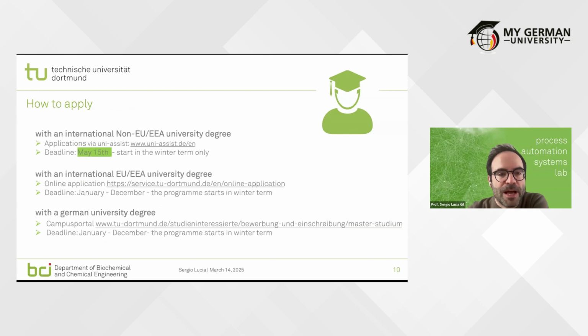Very good. So how to apply? And important, May 15th is the deadline. So you still have around 2 months to prepare everything. And yeah, we hope that you apply. We start in the winter. As I said, for most of you, I guess this will be the case. If you have a university degree from the European Union, then there is no deadline for it. Or if you have a university degree from a German university, you can also apply throughout the year. But of course, the start of the program is in the winter term anyway.